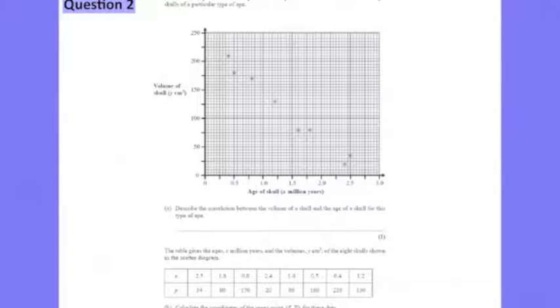Question number 2. The scatter diagram shows the ages, x million years, we can see here, of a skull, and the volume of a skull here, y centimetre cubed, of 8 skulls of a particular type of ape. We're asked to describe the correlation between the volume of the skull and the age of the skull. We can see our points are going downhill. This is a negative correlation.